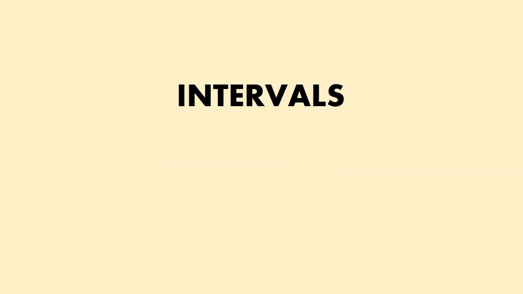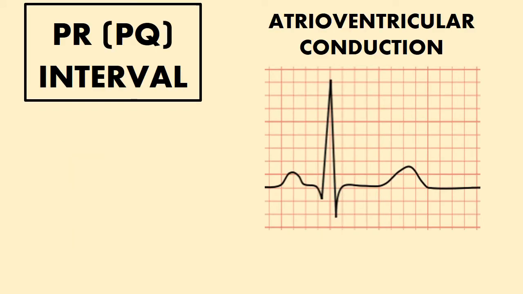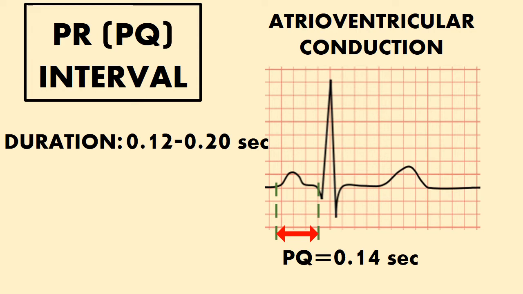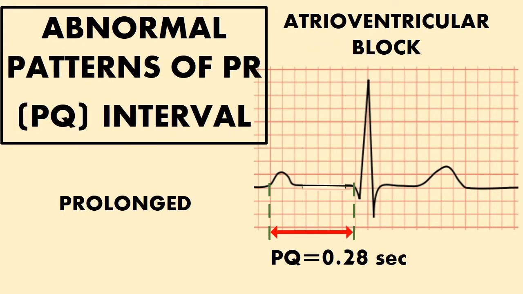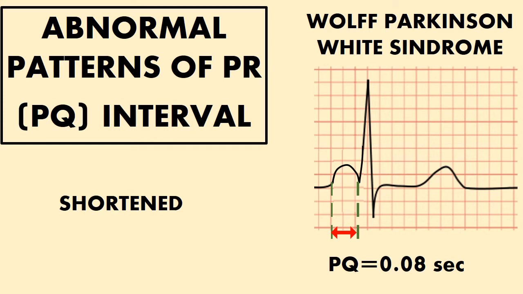There are 4 intervals on an ECG. PR or PQ interval corresponds to atrioventricular conduction. It extends from the beginning of the P wave until the beginning of the QRS complex. The duration normally ranges from 0.12 to 0.20 seconds. The PR interval is prolonged in atrioventricular blocks, and it is shortened in Wolff-Parkinson-White syndrome.